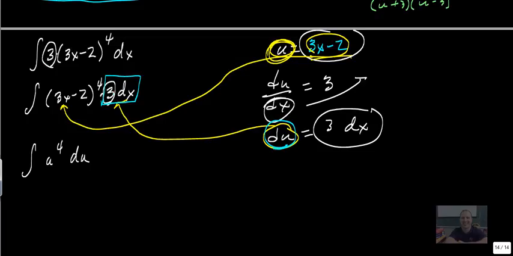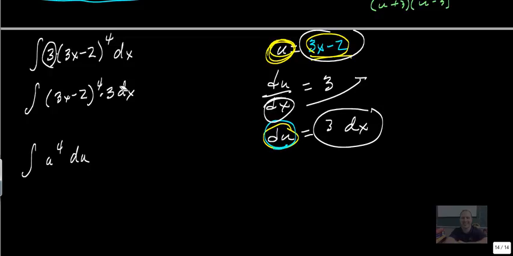So the question is, where did this 3 go? Well, I just put the 3 over here. This 3 did not come from here, really. I just rewrote the 3 to be beside the dx, so that you could see that 3 dx is actually equal to du. And that's why I replaced 3 dx in the next step with du. Does that help or no?